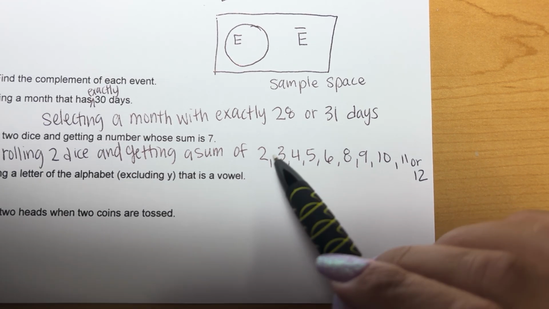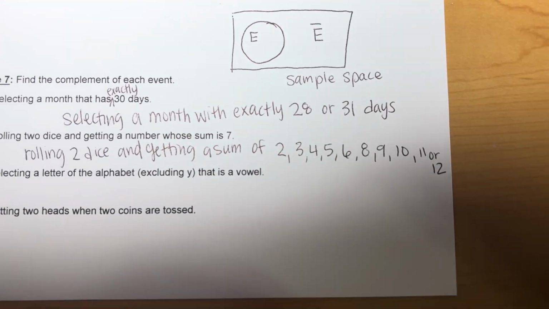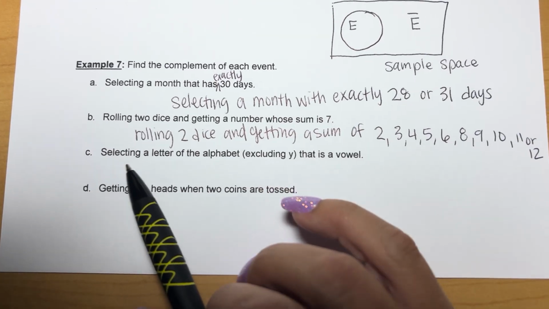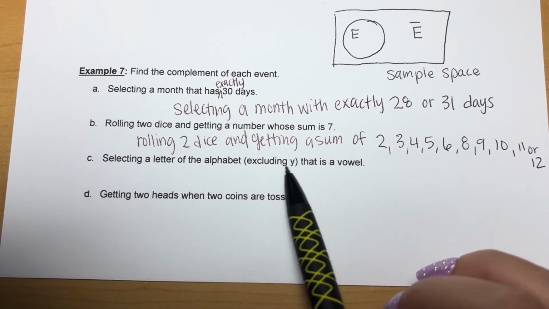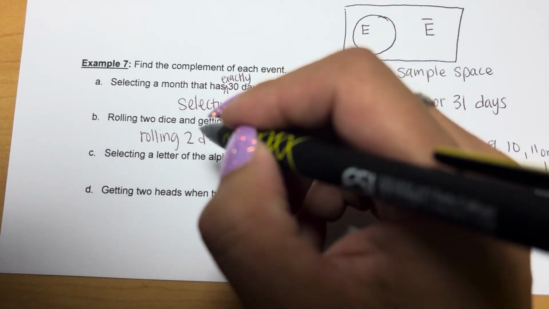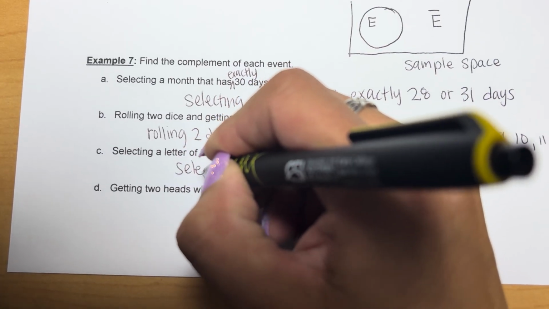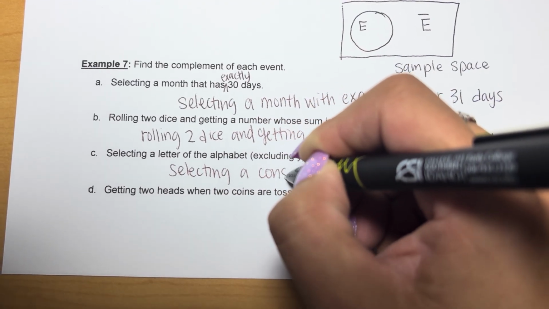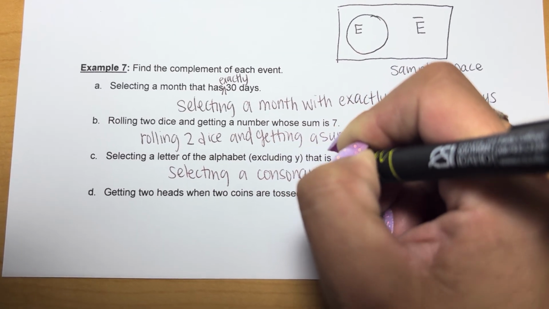We can't roll 2 dice and get a sum of 1, okay? And we can only go up to 12. All right, selecting a letter in the alphabet, excluding Y, that is a vowel. What would the complement be? Selecting a consonant, right?